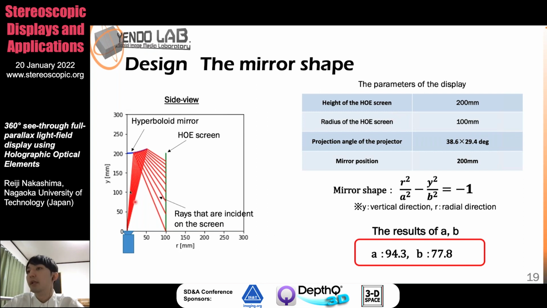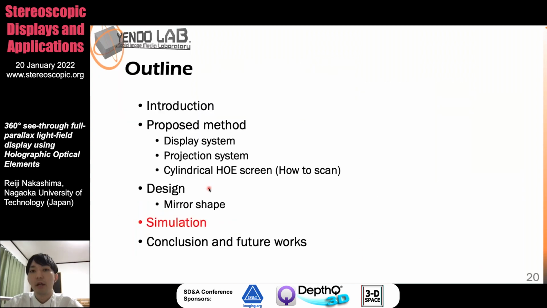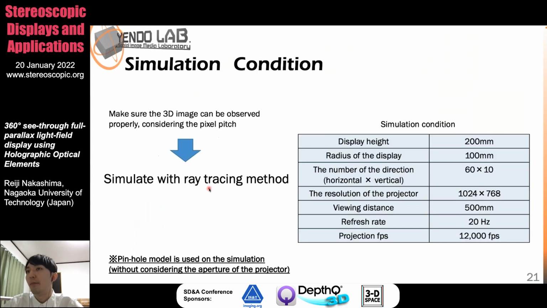The mirror shape is shown here. This blue line is the hyperboloid mirror, and this red line is the rays from the projector. The ray from the projector is incident on the hyperboloid mirror, reflected by the mirror, and incident on this HOE screen. Next, I will explain the simulation.